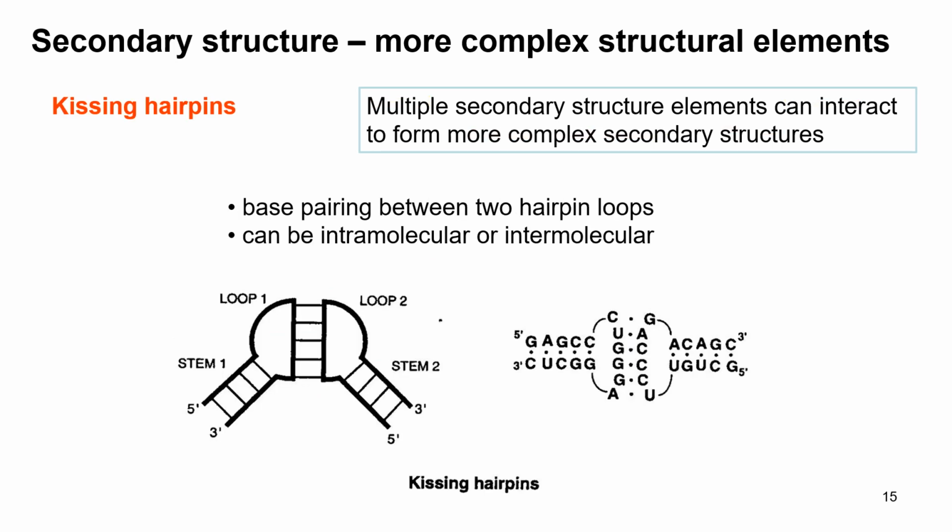When the loop regions on 2 hairpins are complementary and can form base pairs, they are called kissing hairpins. And this can be 2 regions on the same strand of RNA, so intramolecular, or intermolecular between 2 different RNA strands.